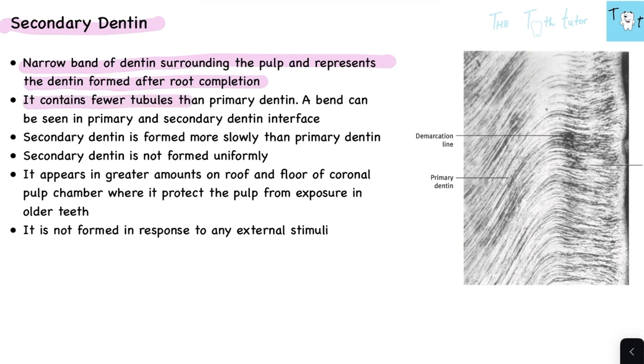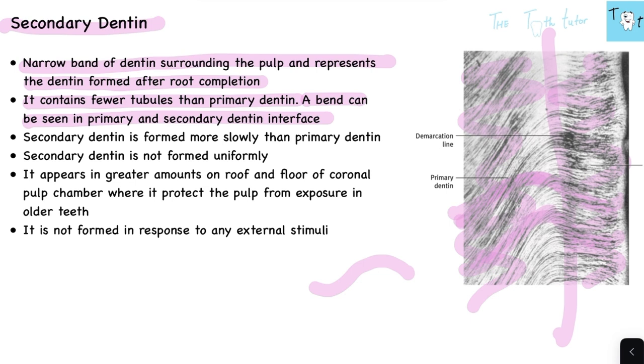It contains fewer tubules than the primary dentin. So the number of tubules is slightly less. A bend can be seen in the primary and secondary dentin interface. So over here you can see this is your primary dentin and you can see the tubules move in. But normally this would be like this, right? But over here you can see the bend is there. There is a slightly greater bend between primary and secondary dentin. So this is the secondary dentin and this is the primary dentin.